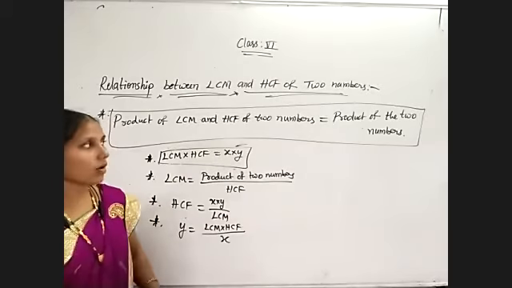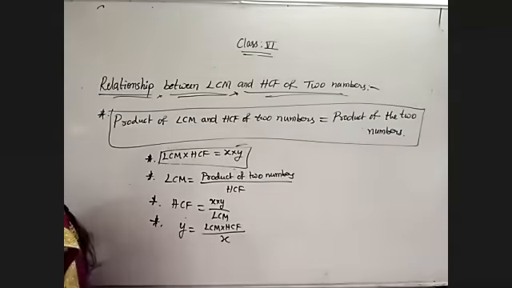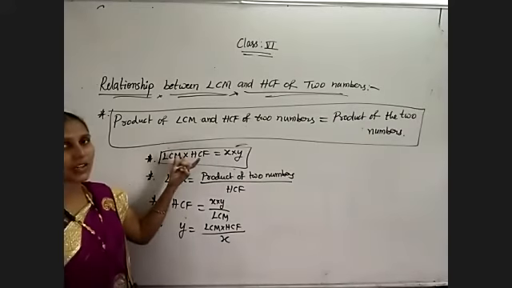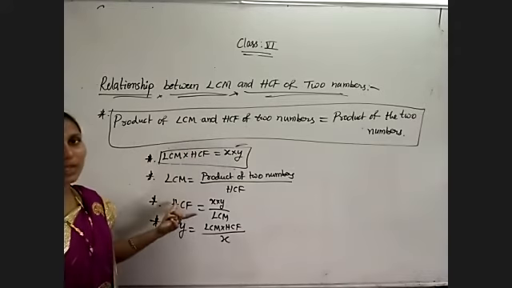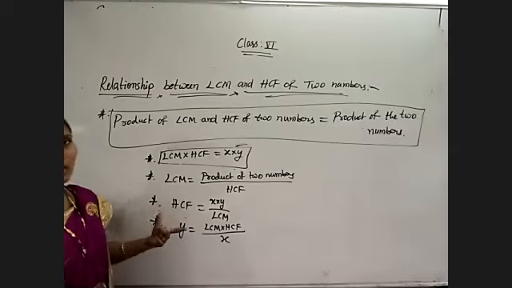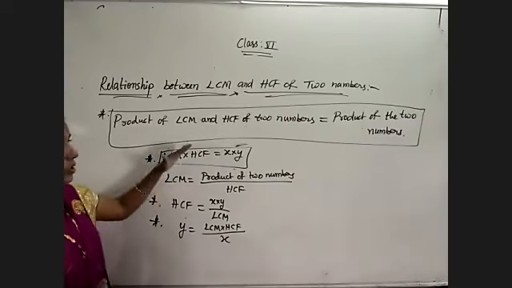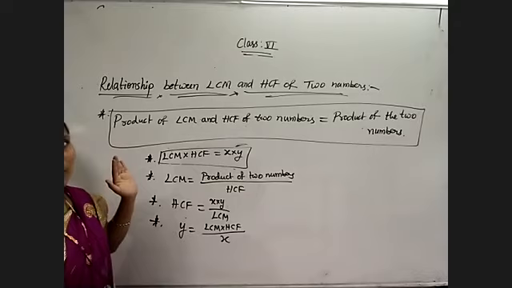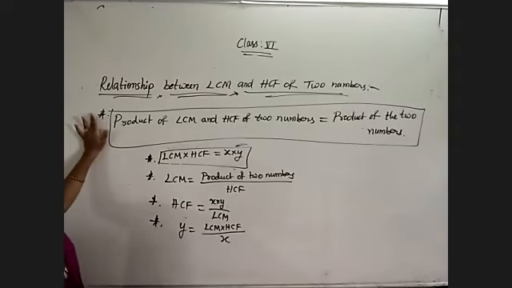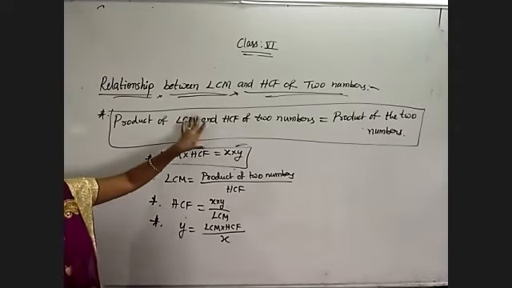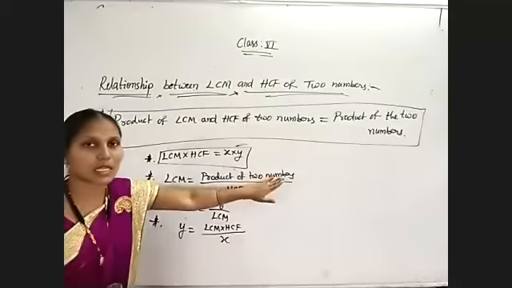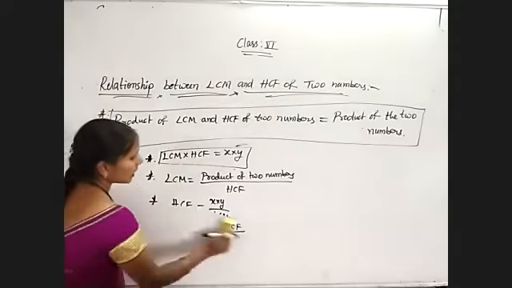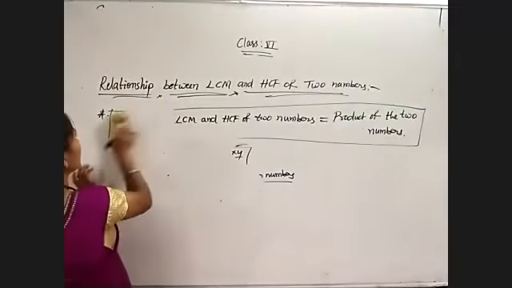Okay. Now coming to the exercise problem. So remember, this is a very important relationship. Only for two numbers I am giving. After that I will give for n numbers also. So first of all, we will simplify for two numbers, how we have to simplify. After that, I will explain the n numbers. Okay. So remember the formula, product of LCM and HCF of two numbers is equal to product of the two numbers. Now coming to the example problem.